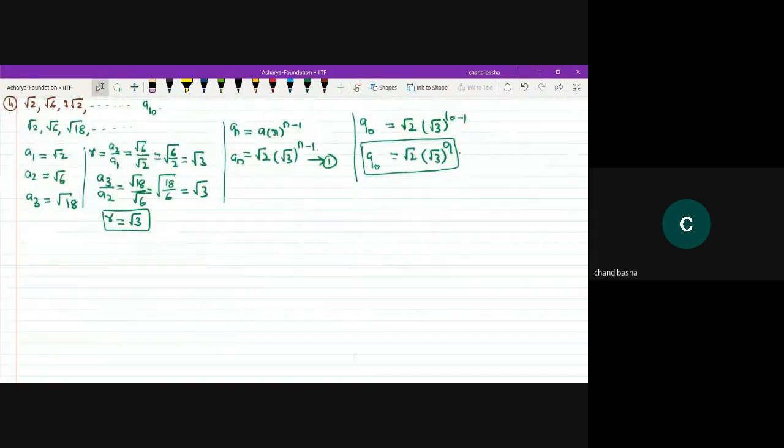To check whether this is in GP or not. If it is in GP, let's find out the first term and common ratio. So you can decide by finding its common ratio. Next problem: 1 by 9, minus 1 by 27, 1 by 81, minus 1 by 243, and so on.